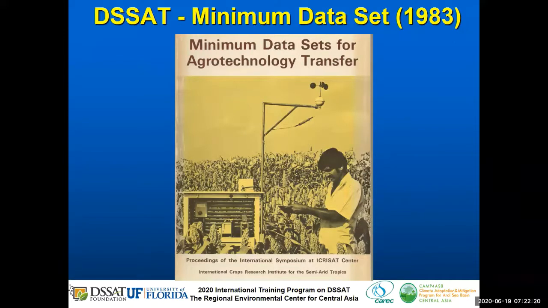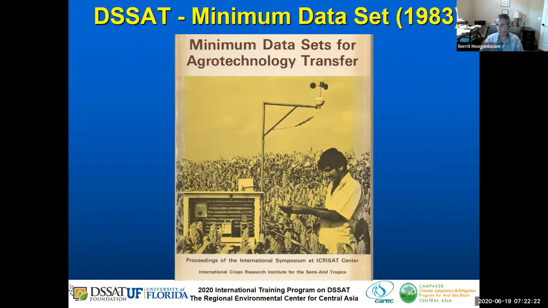And the actual concept of a minimum data set was developed by an Australian scientist called Henry Nix.